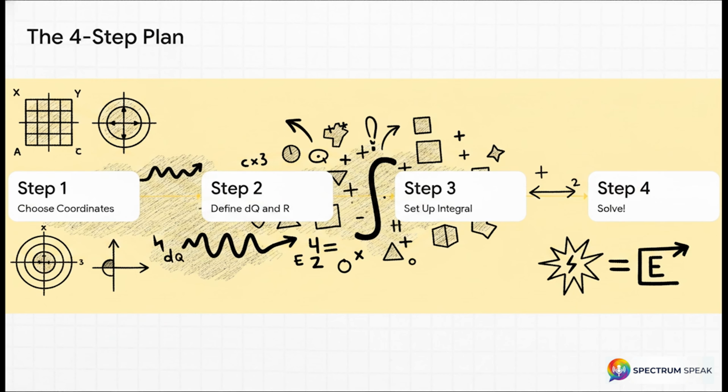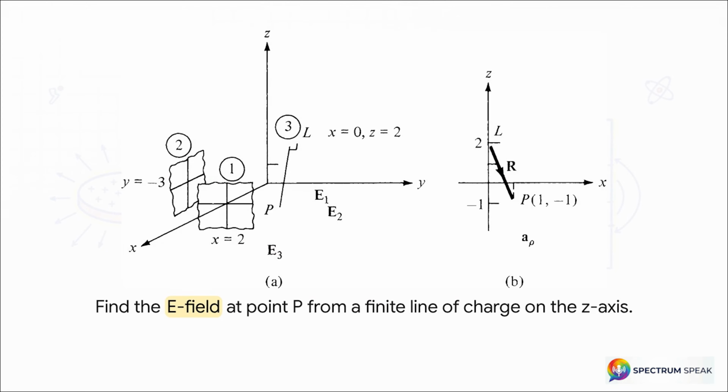Step 1, you pick a smart coordinate system that makes your life easier. Step 2, you define your tiny charge element, dq, and the distance vector, r. Step 3, you use those pieces to build your integral. And finally, step 4, you actually solve it. So let's look at the setup.